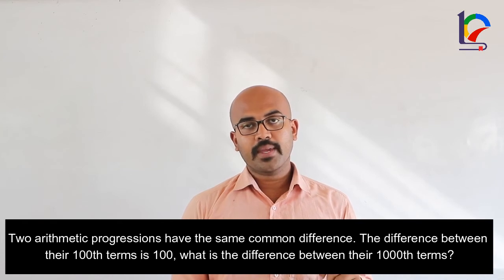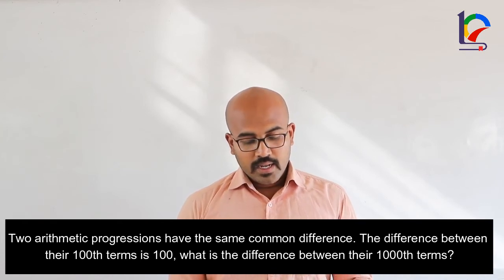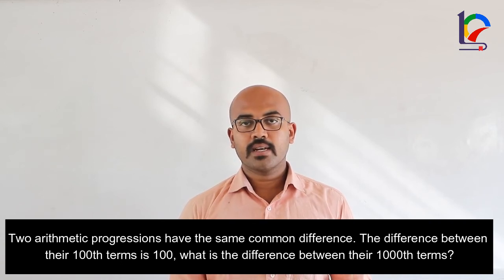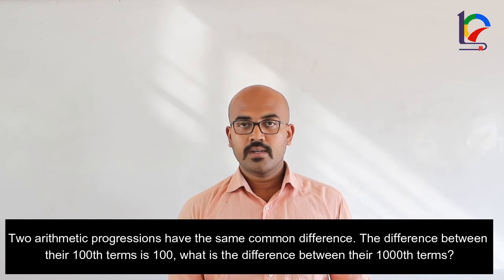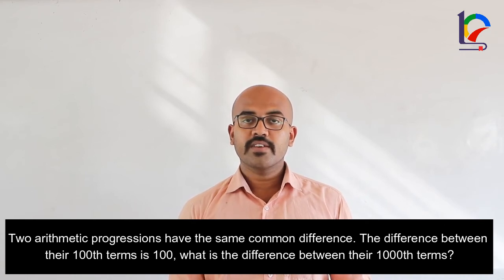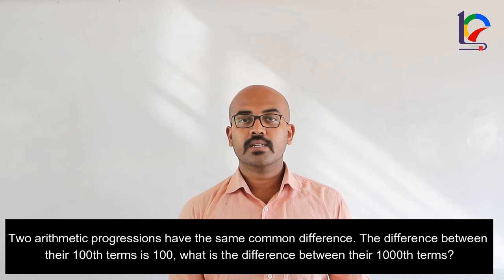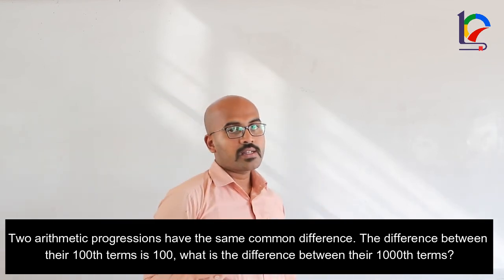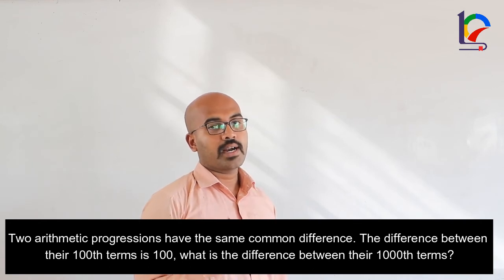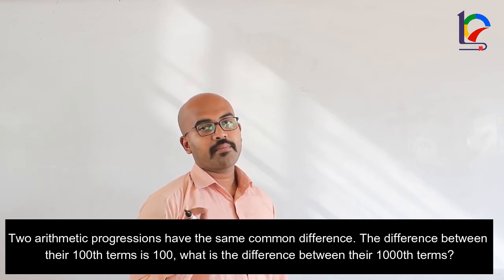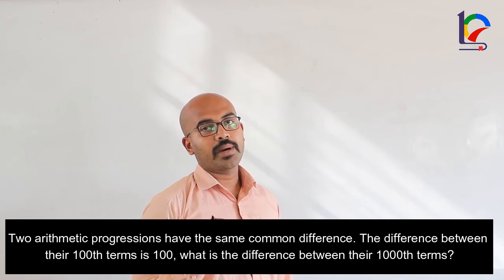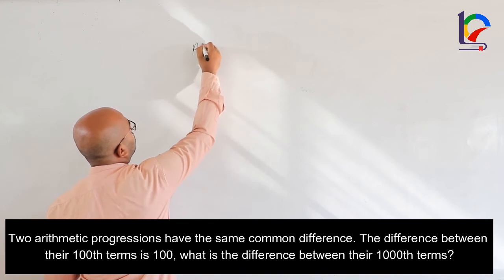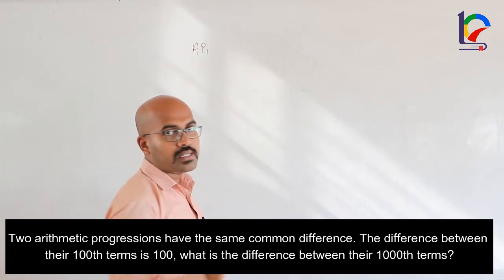Two APs have the same common difference. The difference between their 100th terms is 100. We need to find the difference between their 1000th terms. The condition they have given is that the common difference is the same. There are two APs, AP1 and AP2, and they have the same common difference. If I take AP1, where the first term is A.